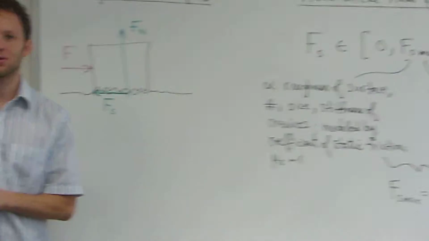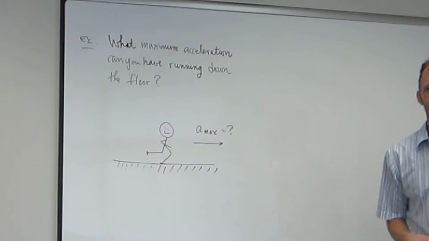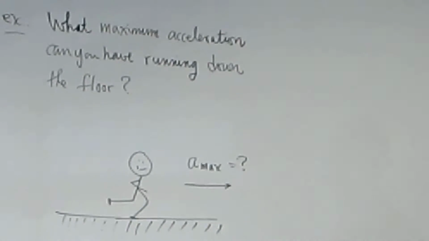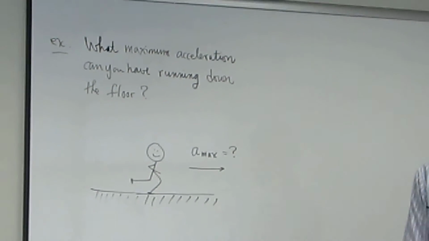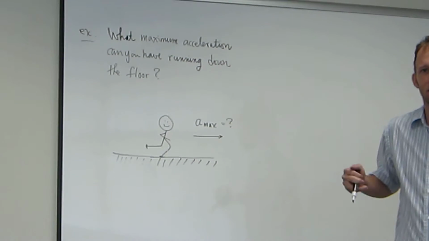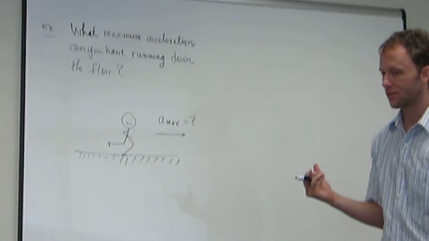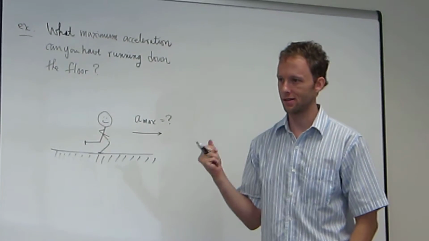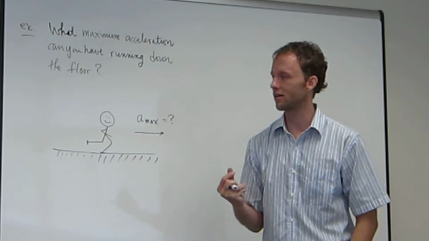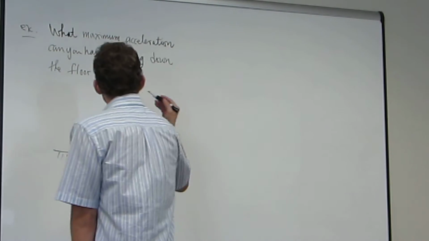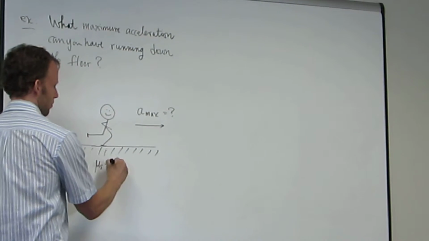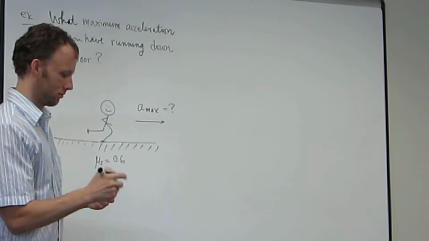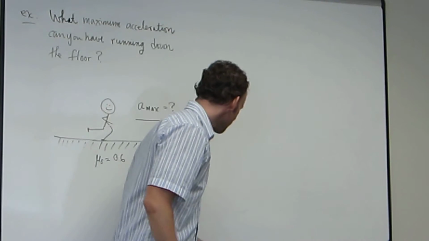Alright, let's apply this to a quick, simple example. Suppose you're a basketball player sprinting down the floor. We'd like to know what maximum acceleration you could have. Clearly, I think we can infer or intuit that the maximum acceleration is dependent on the roughness of the surface. You can accelerate faster along asphalt than you can along ice. So, suppose the coefficient of static friction is something around 0.6. We'd like to know what your maximum acceleration is.